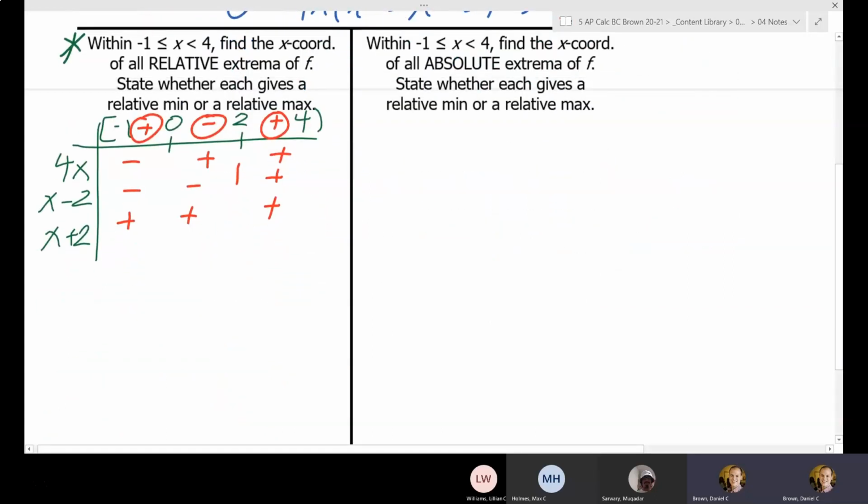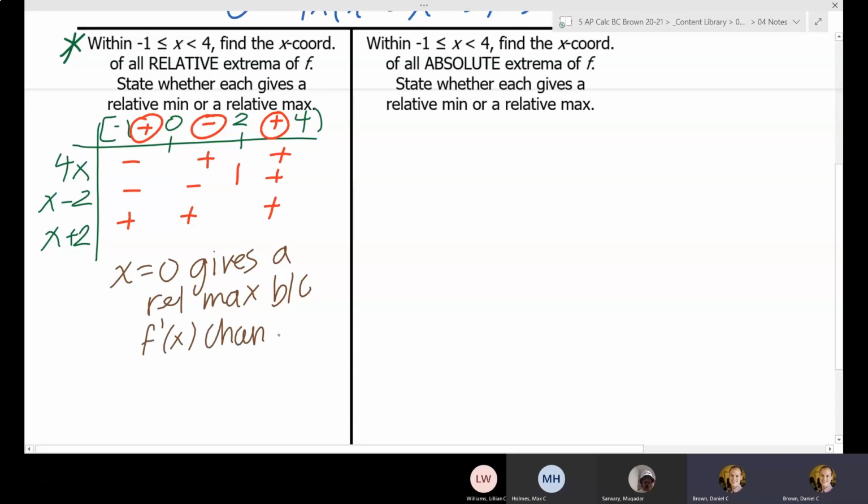Then I can go ahead if I'm doing relative extrema. Relative extrema just relies on your knowledge of what the sign of the first derivative is. So I have my factored form, and then I have my critical points, realizing that this is bounded between -1 and 4. Looking at 0, I can see that my graph goes up and then down. The derivative is positive and negative, so x equals 0 gives a relative maximum. I'm going to justify my answer because f prime of x changes from positive to negative.